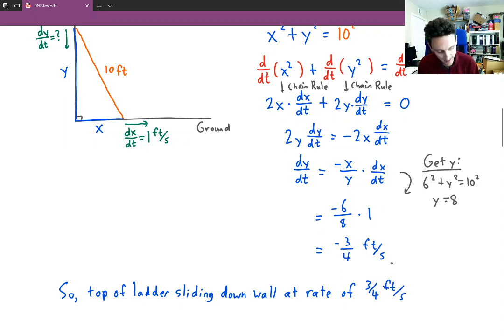The fact that it was negative is because the value of y is shrinking. That y distance is shrinking as time goes on. But when we're talking about the top of the ladder sliding down the wall, like that point where the ladder touches the wall, sliding down the wall, you would probably just answer someone, it's sliding down the wall at 3/4 foot per second, or feet per second. So there we have it.